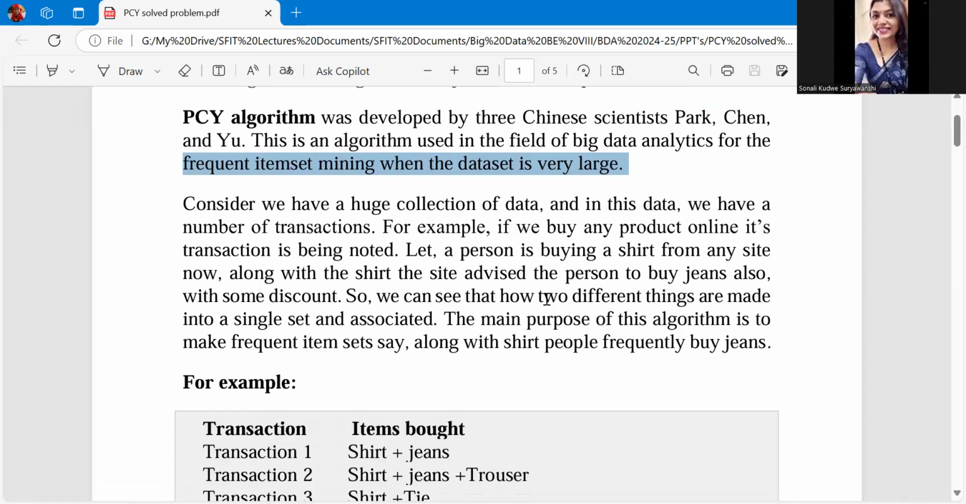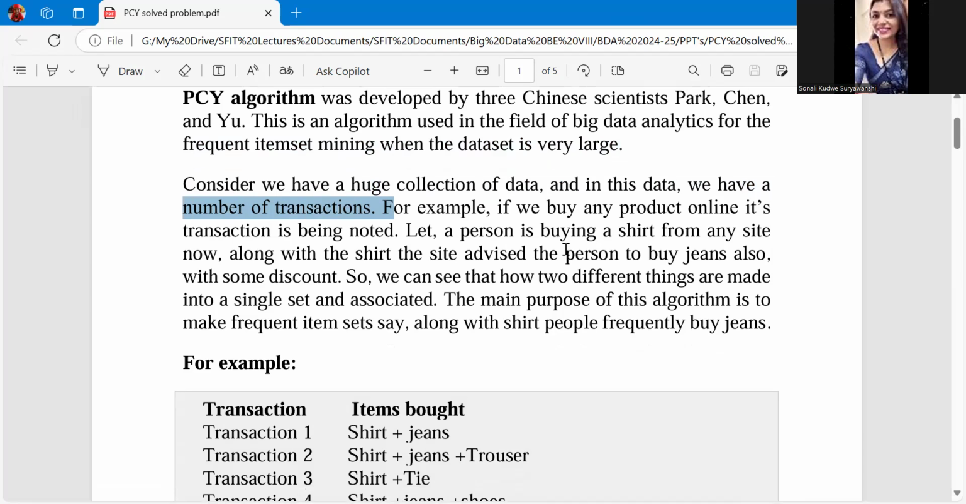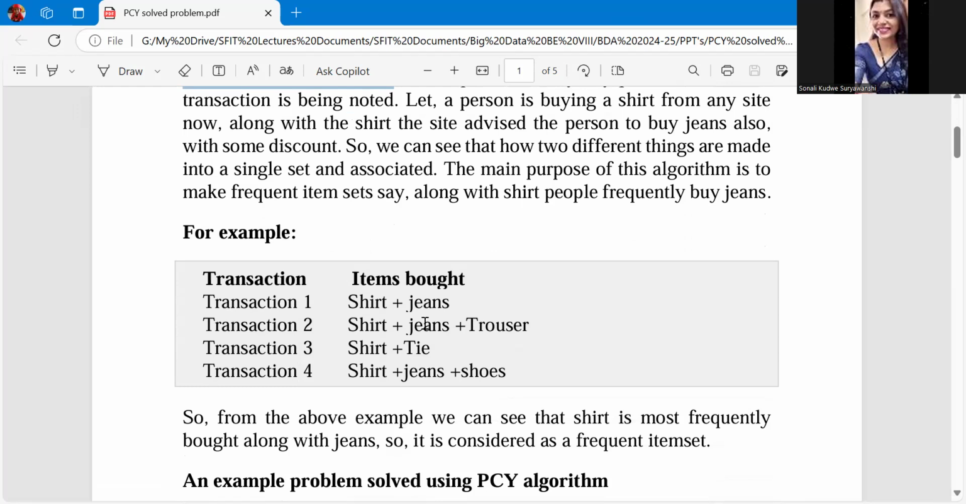Okay, now let's take one example. Let's say we have a collection of data, which is like a transaction database or transaction data set, and we have the records of the customers who have bought the items. If you look at this transaction table, there are four transactions, and in each transaction some items are bought by the customers. We can clearly see that in all the transactions, shirt is a common product bought by many of the customers, and I can say that shirt is a frequent item set here. After shirt, we can see that jeans is the next most frequent item in these transactions.